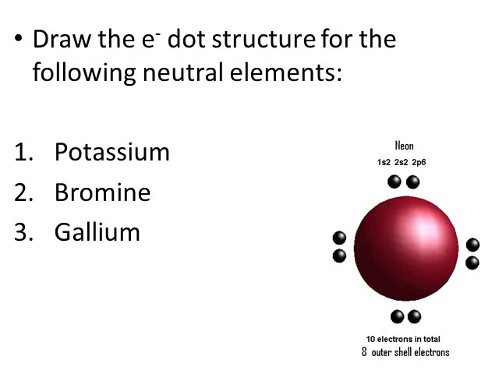So let's draw the electron dot structure for the following neutral elements. Potassium. In its neutral form, potassium is in group 1A, so it has 1 dot. We use K for potassium, the symbol K, and we put 1 dot. Bromine is in group 7A, so it's going to have 7 dots. We use Br to represent the nucleus and all the inner energy levels, and the dots simply represent the valence electrons. Gallium is in group 3A, so it has 3 valence electrons.